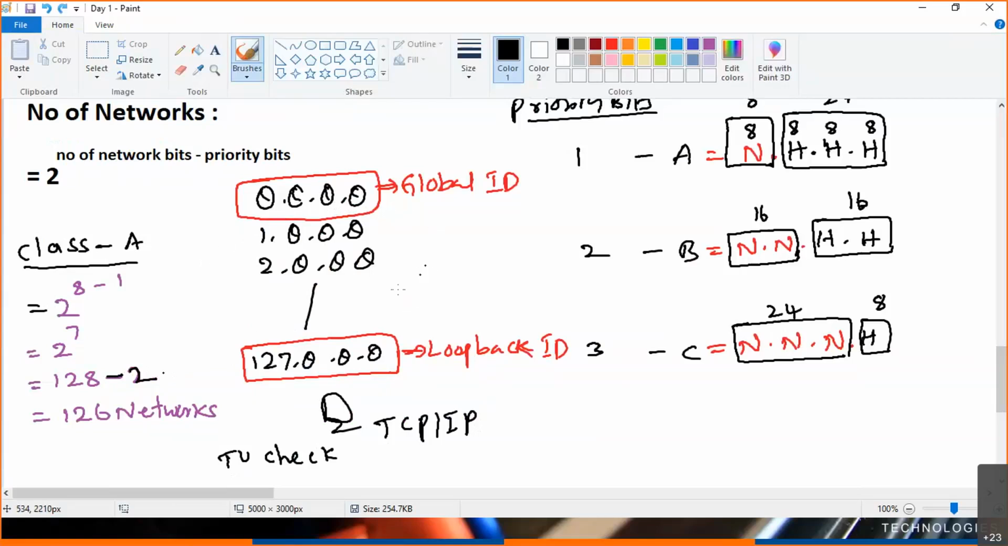That is why generally the class A range is 1 to 126. Actually the range is 0 to 127, but 0 is a global ID and 127 is a loopback ID. So we can use 1 to 126 networks. Is it clear for everyone about class A? Yes.